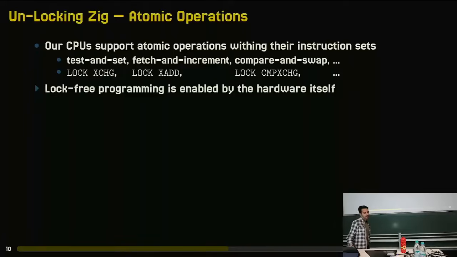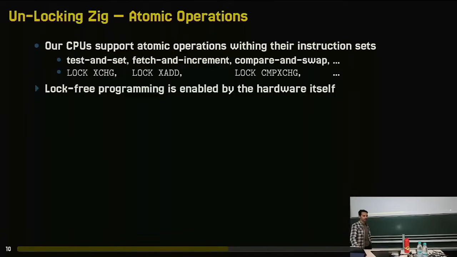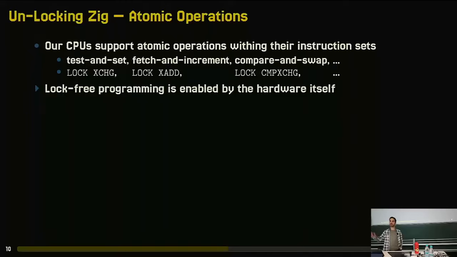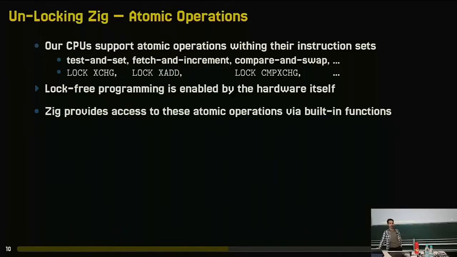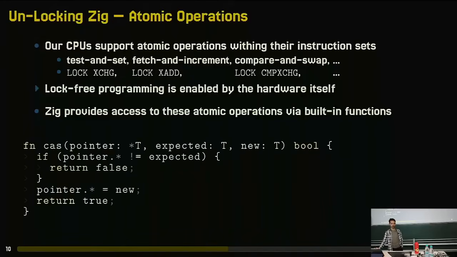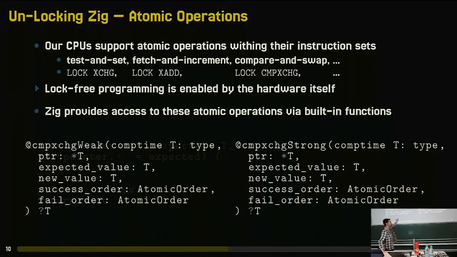Good. So lock-free programming is enabled by the hardware itself. We don't have to build software support for that. We can just translate functions or instructions directly to those lock and compare and swap operations. And Zig just provides built-ins for that. So remember the compare and swap operation I implemented in pseudo-Zig earlier. This is just this built-in. It takes a whole lot of parameters or arguments. So the type of the pointer we want to override, then the pointer itself, the expected value, the new value, and some stuff we will look at later.